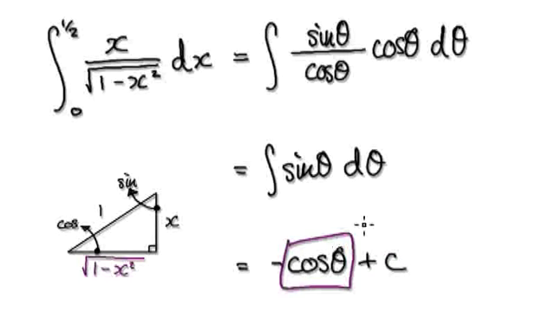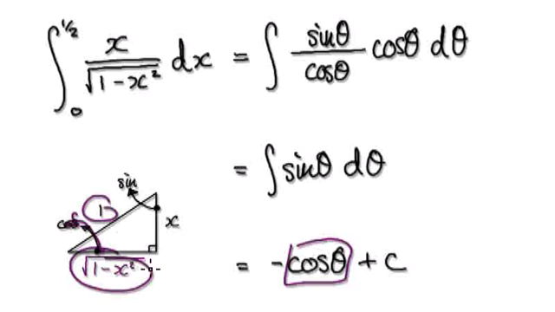Now we need to translate back. We don't want it in terms of theta. So we would look at this. What is cos theta? Cos theta is this thing here. It's this thing divided by 1, which is this thing here. So we can put it in here.